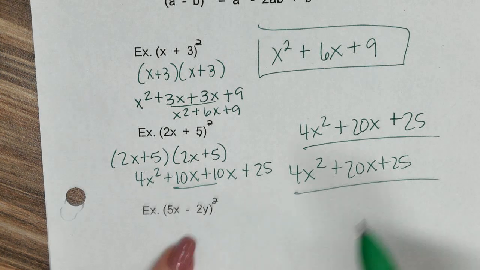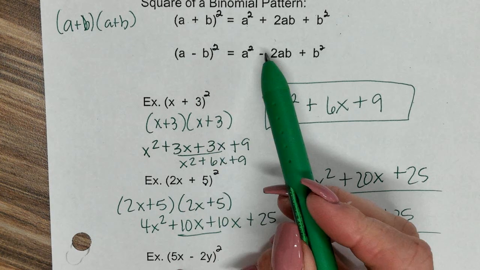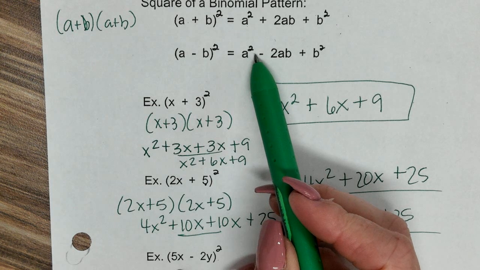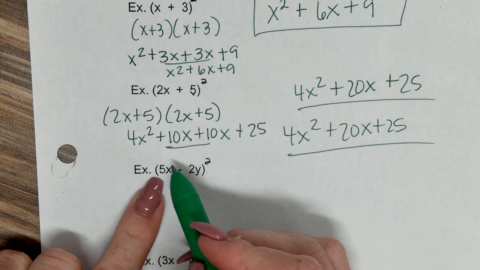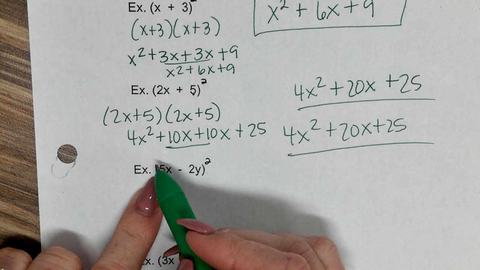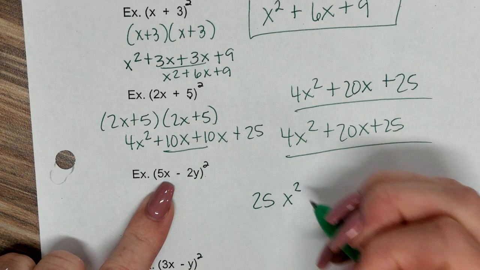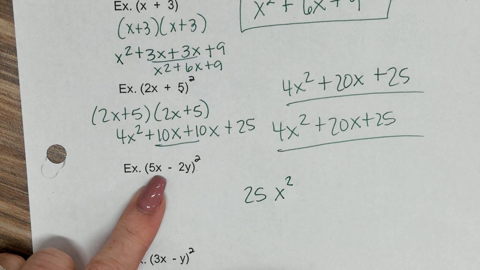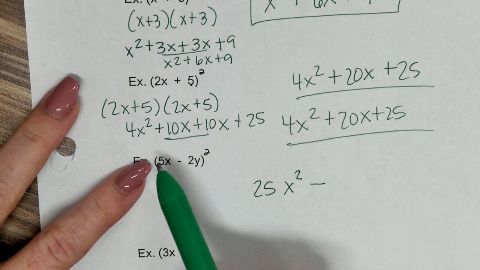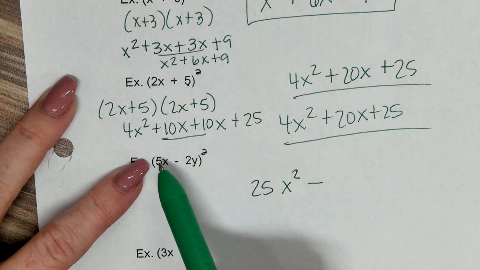All right, let's try this one. Now look, if there's a minus sign, then you just put a minus sign in the middle only. Okay, y'all ready? Let's do it the shortcut way. Take the first term and square it. So what's (5x) squared? 25, and then x squared also. Are y'all good? Now you're going to put a minus sign, and you're just going to leave it as a minus. Then you're going to do 2 times this times this. What's 2 times 5x?